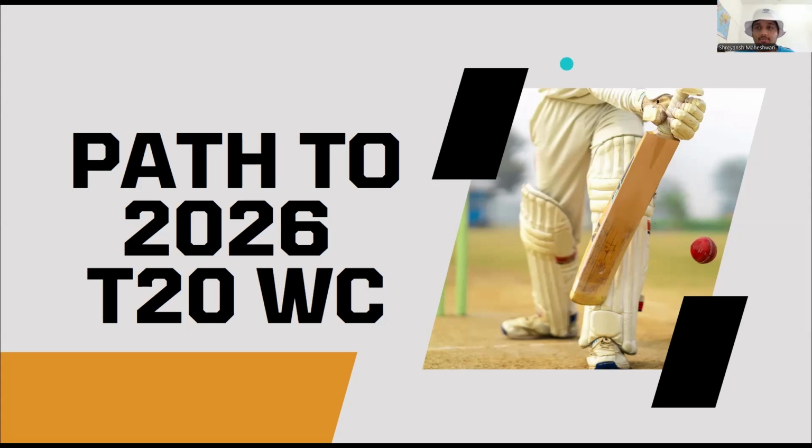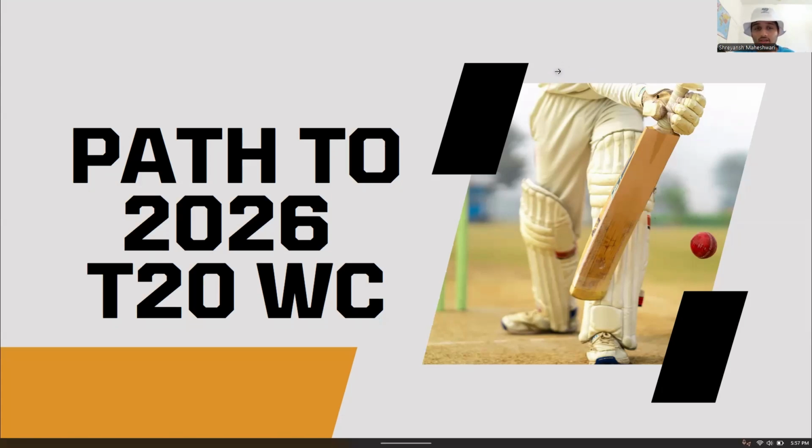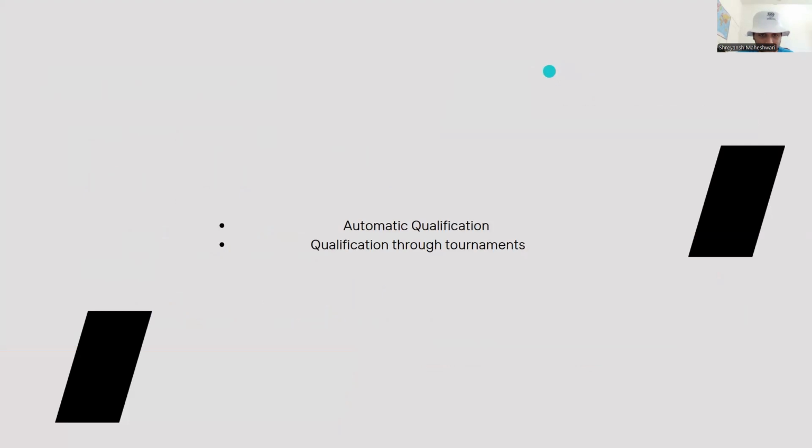There's a few different ways each team can qualify, but it really does come down to two main ways: automatic qualification and qualification through tournaments. Let's take a look at automatic qualification first. Out of 20 teams, 12 are going to be falling under this category, and they make it to the World Cup on their own. And luckily for us, because it's on their own, they don't have to play any tournaments. We already know what these 12 teams are going to be.